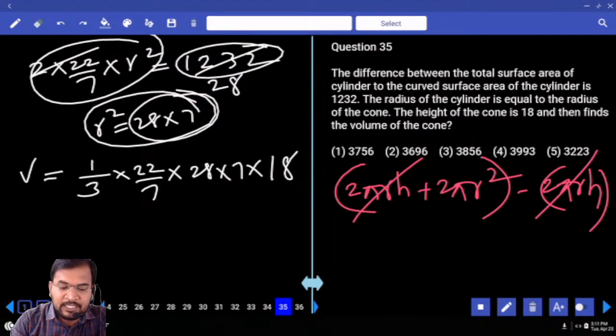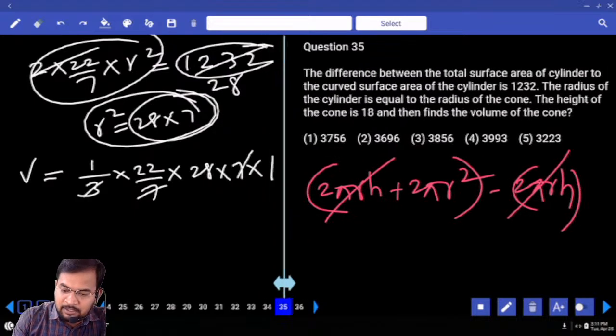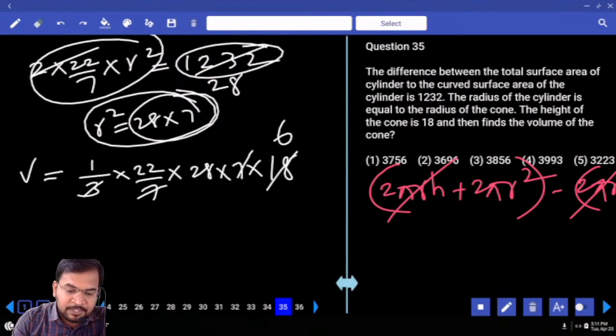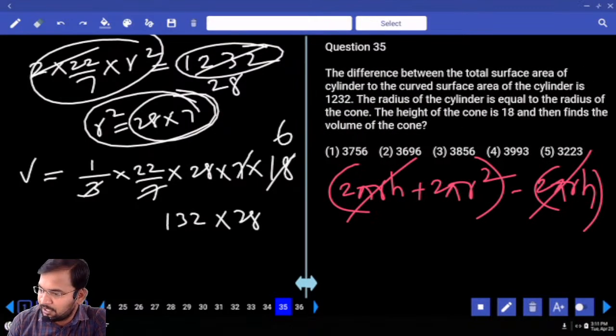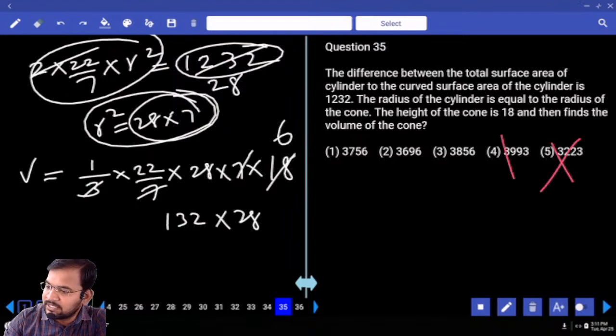See here, we need this one. So 7 3s are 21. 7 7 get cancelled. In 3 table, 6 times. Now check here, 6 22 times 132 into 28. So don't multiply, check the options. End with 6.